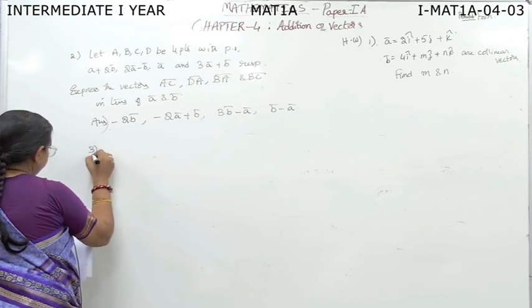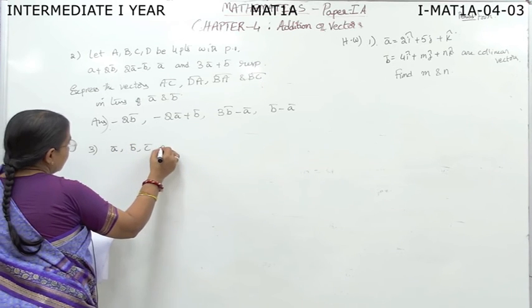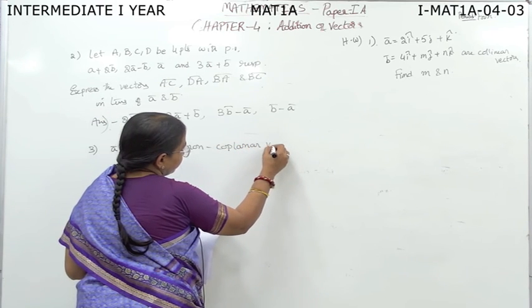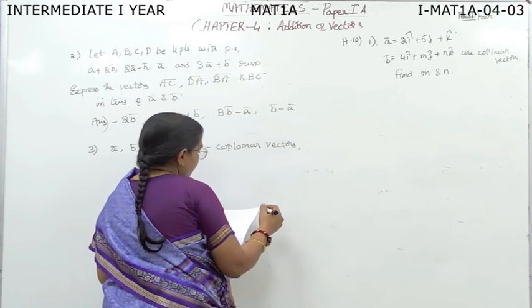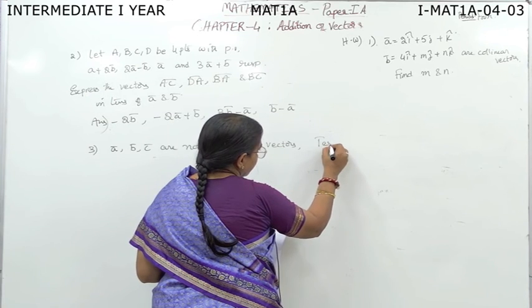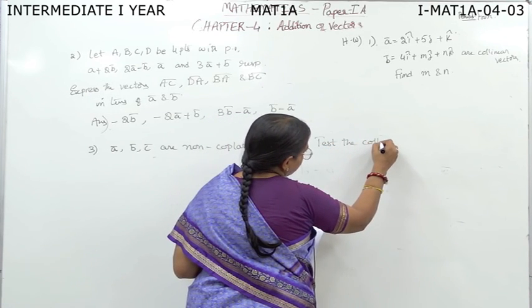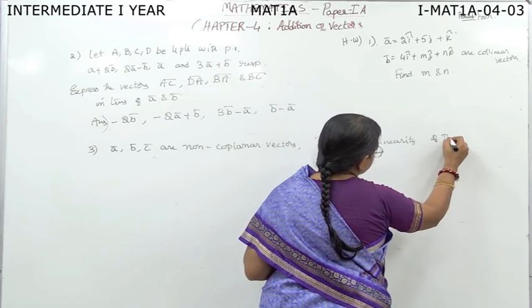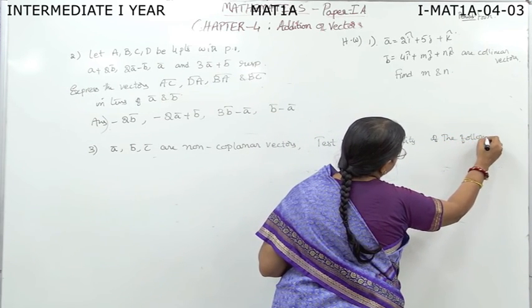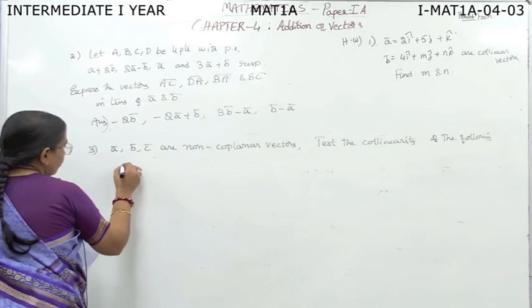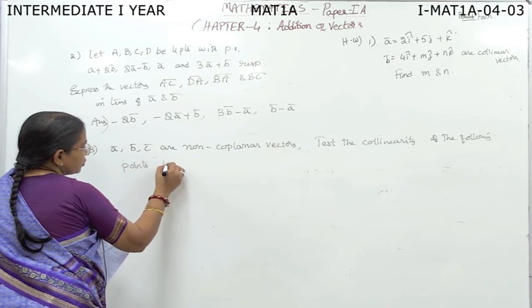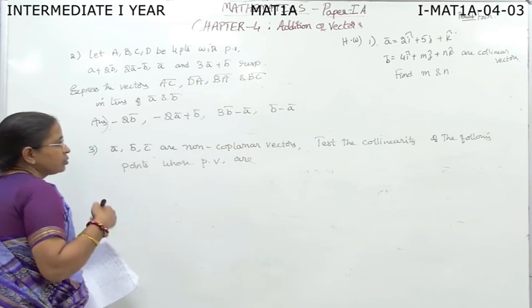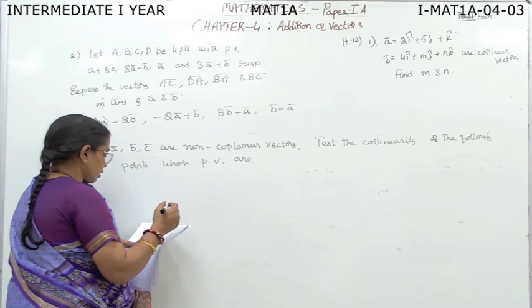Okay, next. A, B, C are non-coplanar vectors. Then test the collinearity of the following points whose position vectors are given. So you must find out whether they are collinear or not.